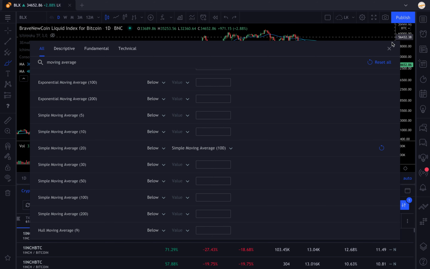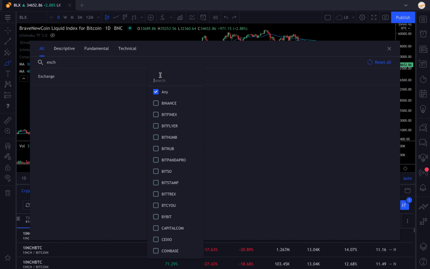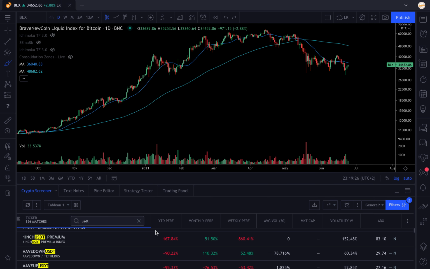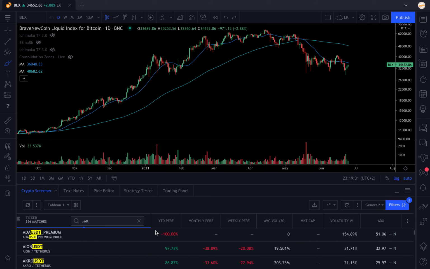It's that simple. Then you're gonna add another filter, remember? The exchange filter. Because you want the pairs only from the exchange you're trading, otherwise that would be completely useless. So I guess most of you are trading on Binance. So I'm gonna select Binance. And there you have it. And in that search bar, you're gonna search for USDT. And there you go. You have everything you need to check for bearish pairs.